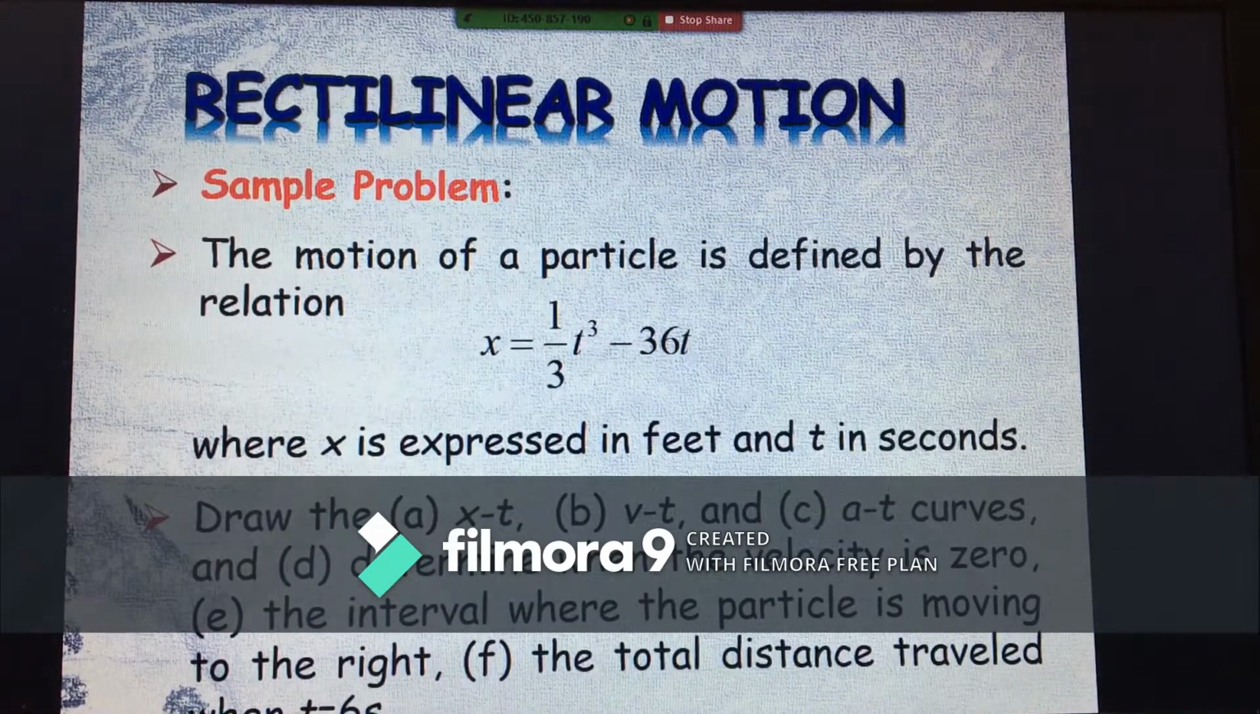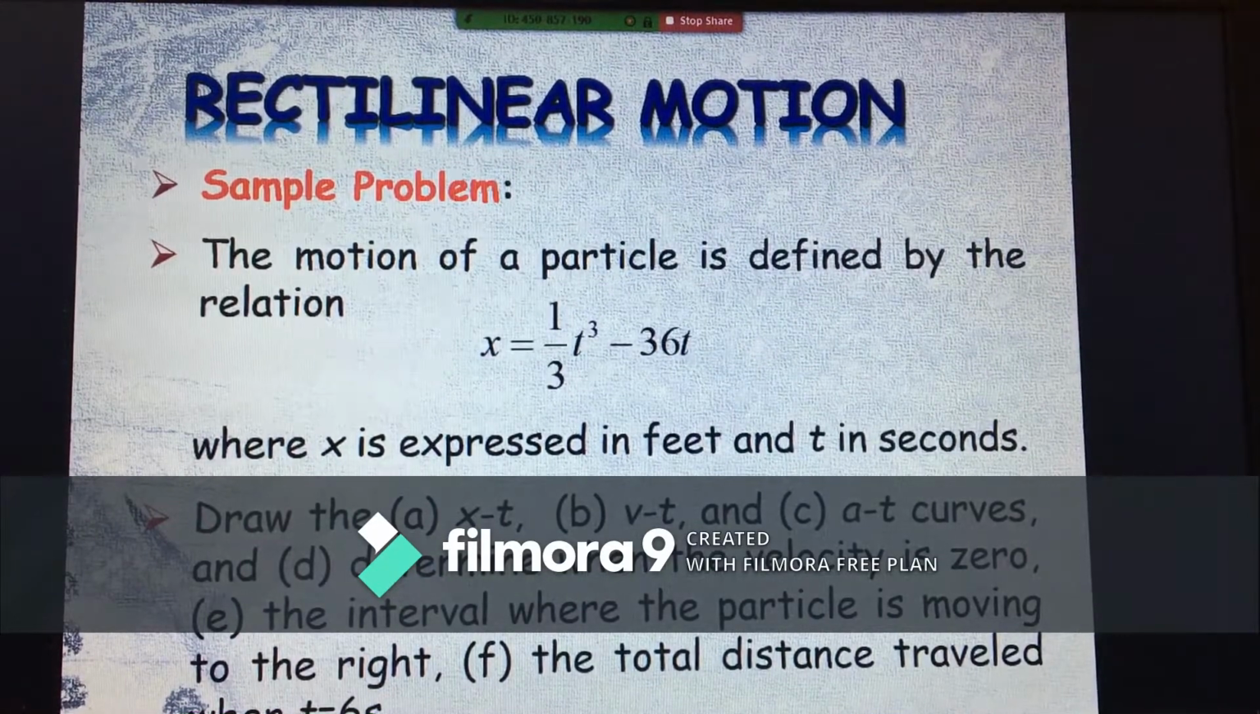Okay, so please practice that na look at the examples and try to do it yourselves. And determine when the velocity is 0. Then letter E, the interval where the particle is moving to the right. And F, the total distance traveled by the particle when t equal to 6 seconds. Okay, can you manage this, class? So, gagawin ninyo sa A, B, C. Pareho lang sa examples natin. Just look at the example and follow the procedures.